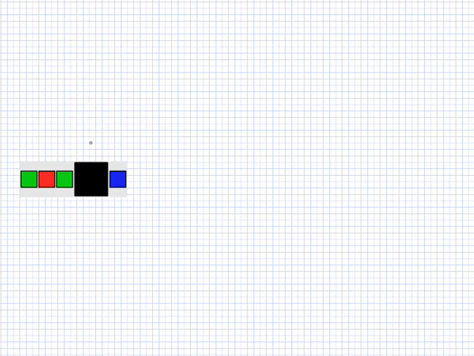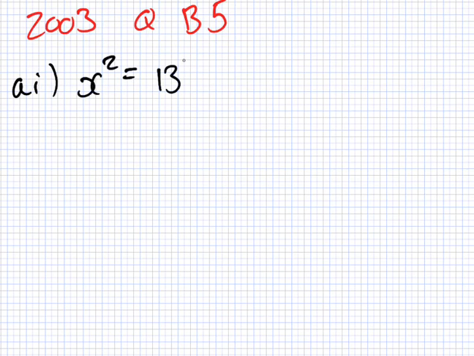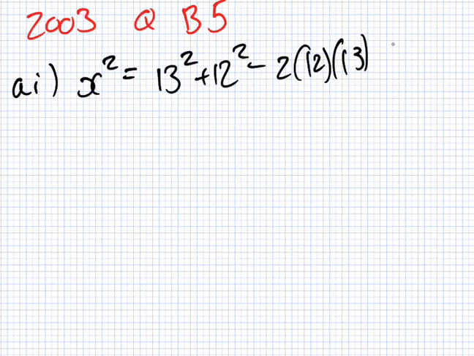Same one. This is now 2003, question B5. Listen, if you look in the diagram there, they would like the length AB. So straight away, what rule do I need there? Cosine rule, very good. So I have x squared equals 13 squared plus 12 squared minus twice 12, 13 cos 22 degrees.